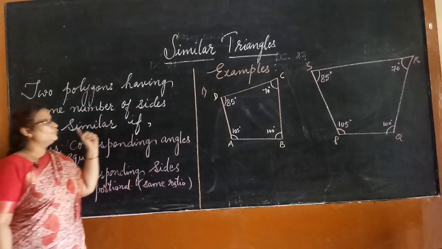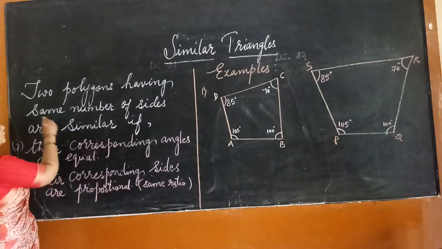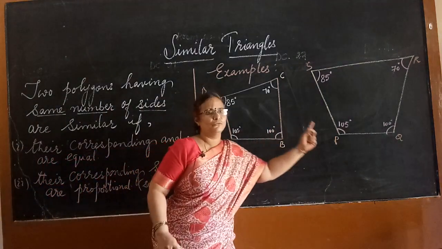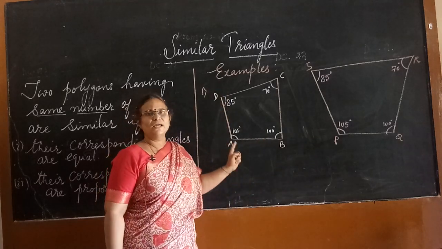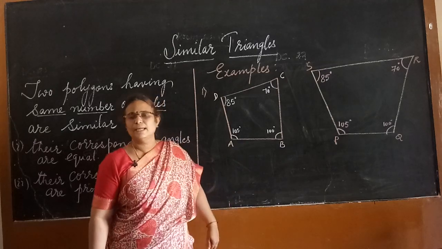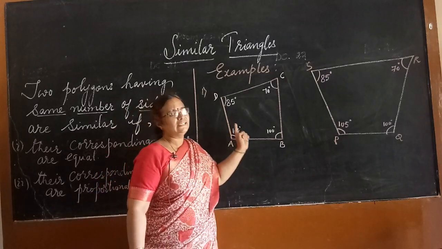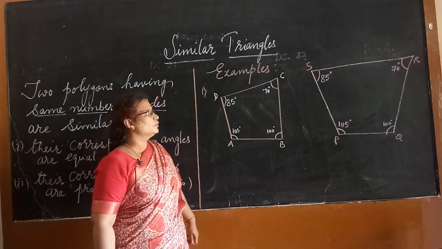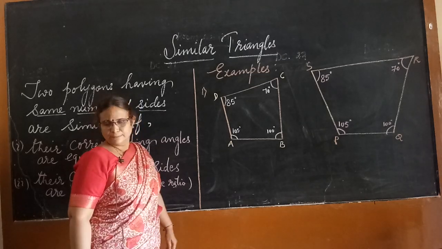Here I have mentioned, when we compare any two polygons, those polygons should have the same number of sides. When you compare any two figures, whether they are similar or not, you have to check whether the two polygons are having the same number of sides. Our first condition is satisfied in this figure. Both are quadrilaterals having four sides, and they have given four angles.